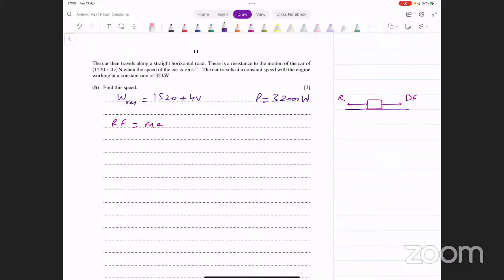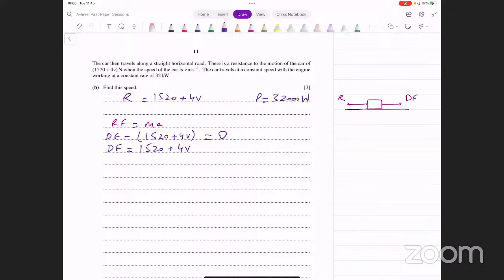फॉरवर्ड फोर्स इज ड्राइविंग फोर्स, बैकवर्ड फोर्स इज दिस रेजिस्टेंस, व्हिच इज 1520 प्लस 4v. राइट साइड पे क्योंकि एक्सेलरेशन जीरो है, राइट साइड पे जीरो आ जाएगा. एंड ड्राइविंग फोर्स इज गोइंग टू बी इक्वल टू द रेजिस्टेंस. आई एम सॉरी, मैंने WR लिख दिया. दिस इज एक्चुअली R, रेजिस्टेंस की वैल्यू है. ठीक है, इट्स नॉट वर्क डन अगेंस्ट रेजिस्टेंस, इट्स जस्ट रेजिस्टेंस. 1520 प्लस 4v. अच्छा, तो ड्राइविंग फोर्स रेजिस्टेंस के इक्वल होगी यहाँ पे क्योंकि आपकी वेलोसिटी कांस्टेंट है. ठीक है, एक्सेलरेशन जीरो है, so this is equal.